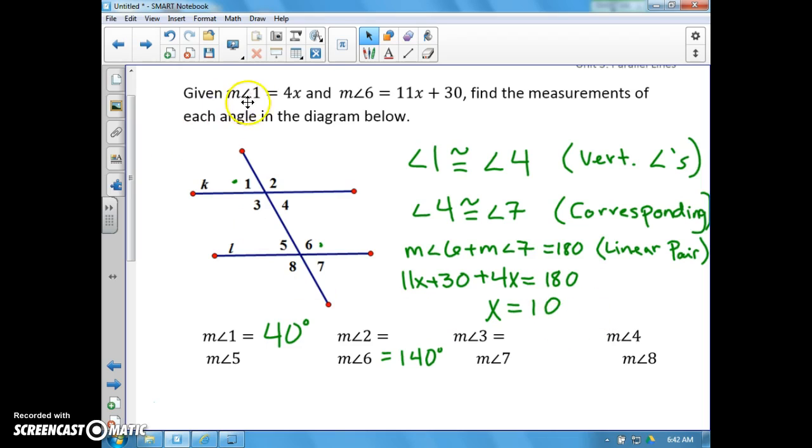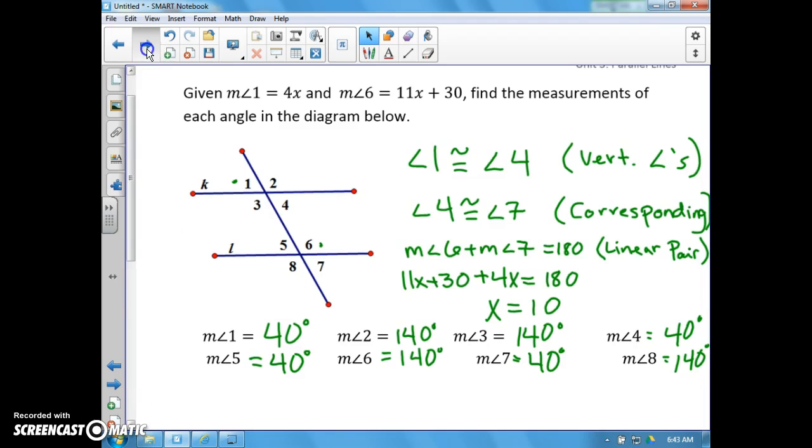Now again, the measure of angle 1 is 4 times x, so angle 1 would be 40. And the measure of angle 6 is 11x plus 30, so angle 6 would be 140. Take a moment and complete the measurements for the remaining angles in this problem. Did you notice how all of the obtuse angles have the same measure, and all of the acute angles have the same measure in this diagram?